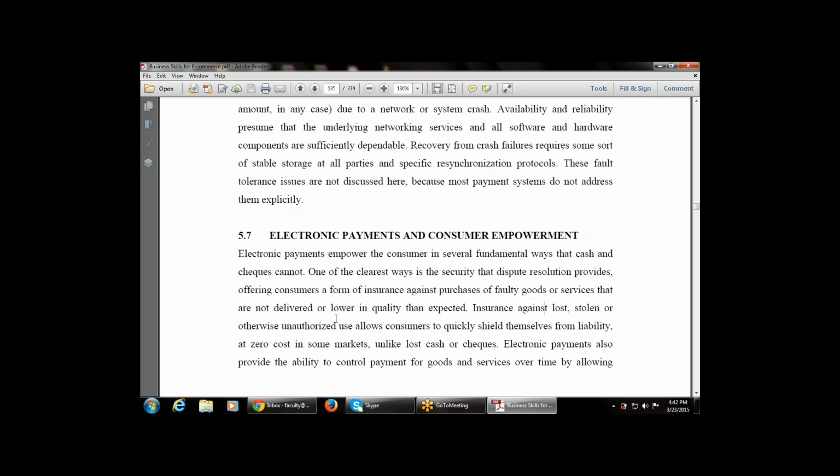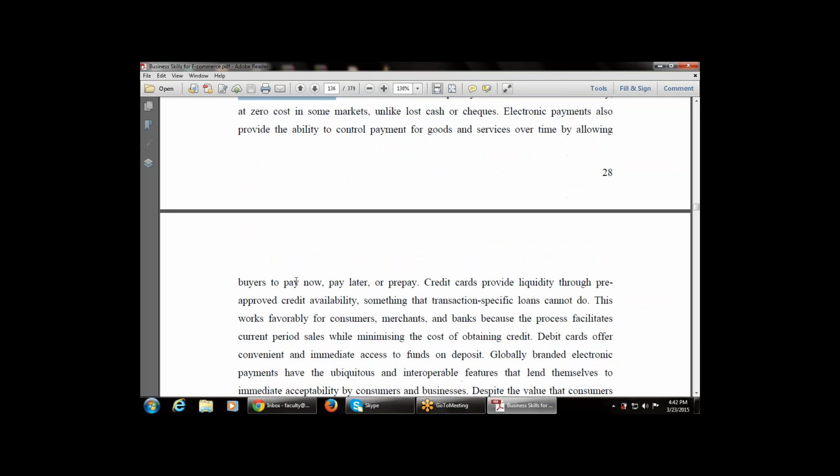Insurance against lost, stolen, or otherwise unauthorized use allows consumers to quickly shield themselves from liability. This is thus a theory that whenever a consumer needs a payment, that payment must be done electronically, which is known as the e-payment system. And this also provides the ability to control the payment for goods and services over time by allowing buyers to pay now, pay later, or prepay.